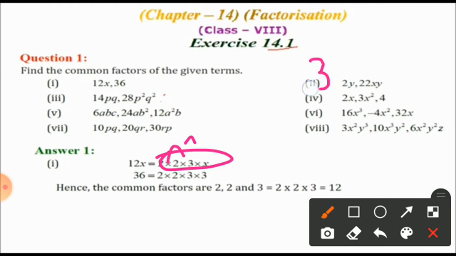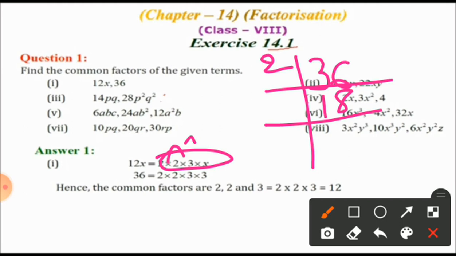You already know about this; we completed it in lower classes. Once again, I want to show you how 36 is divided. 36 is an even number. When it is an even number, it is divisible by 2. So we can write 2 here and 18 here. Now 18 is also an even number, so it is also divided by 2. That gives 9.